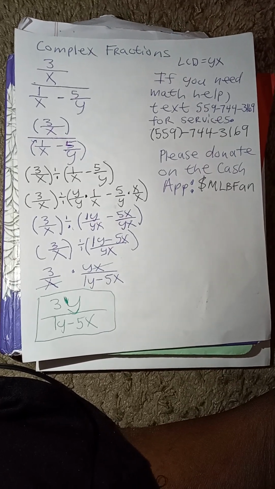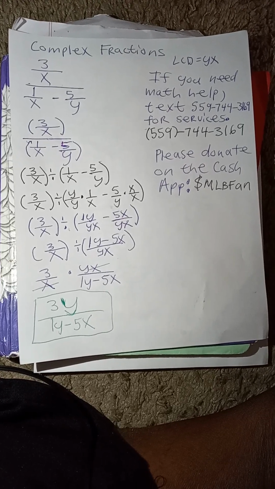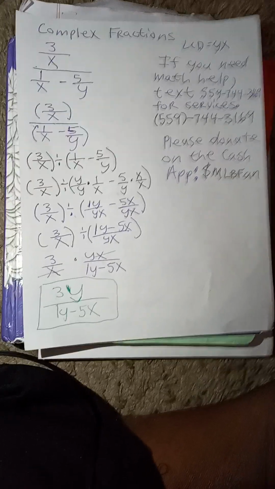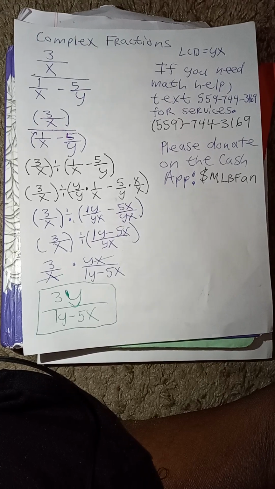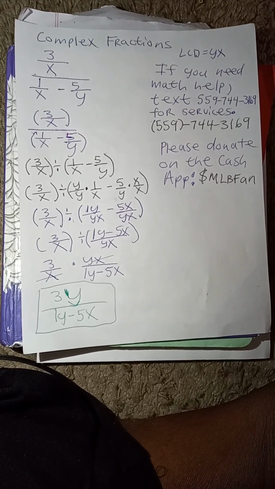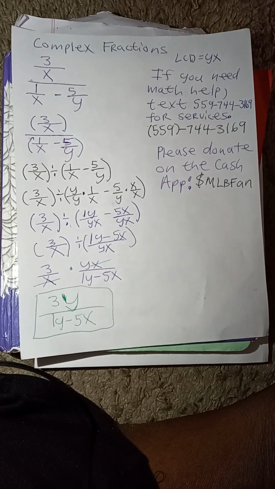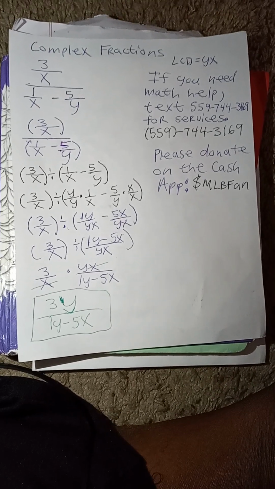Now it will read 3 divided by x times yx divided by 1y minus 5x after we multiply by the reciprocal, and then the x's will cancel out, and so this leaves us with 3y divided by 1y minus 5x.